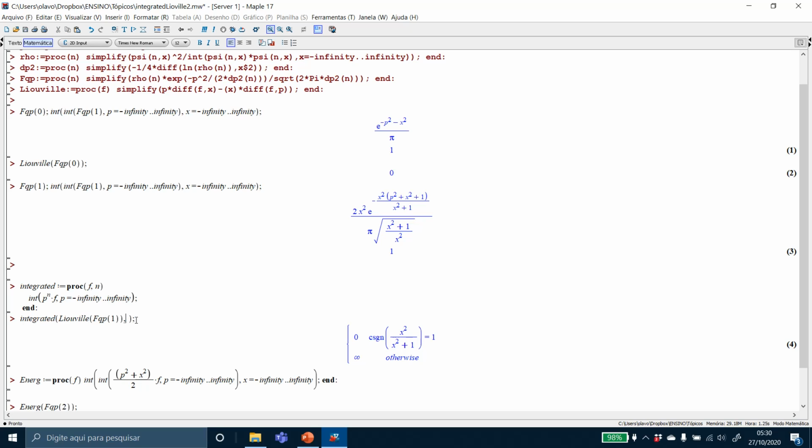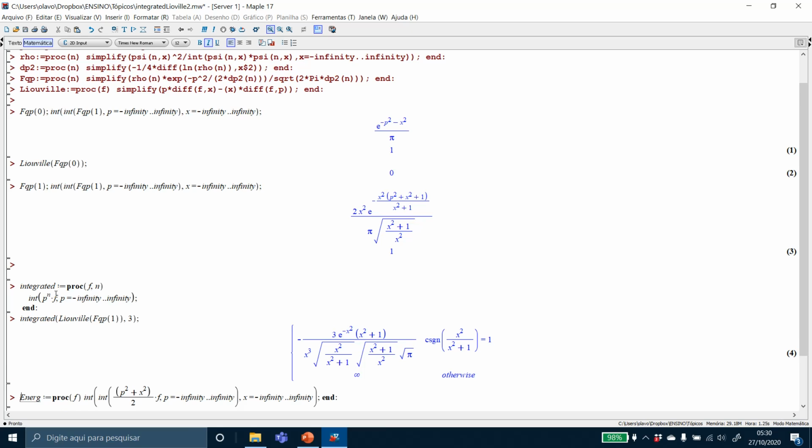We may calculate this for the first momentum. It is also 0 for the same reasons, and the second is also 0. Note that if we put here the third statistical momentum moment, this is not 0 anymore. This has a term here which is always not 0, and this means that the Liouville equation is not satisfied for greater momentum moments.